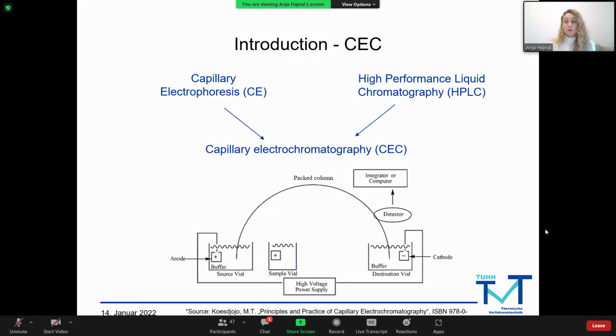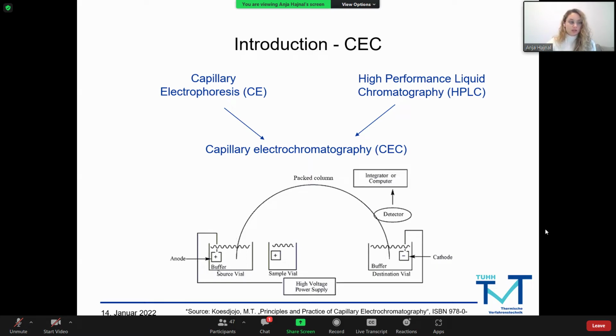In this case, also if you remember, we have a plug electrophoretic flow instead of this parabolic pressure driven velocity profile, which we see in HPLC. And this is very beneficial and has a positive effect on the efficiency of our separation and, of course, minimizes the peak broadening. So it goes as follows.